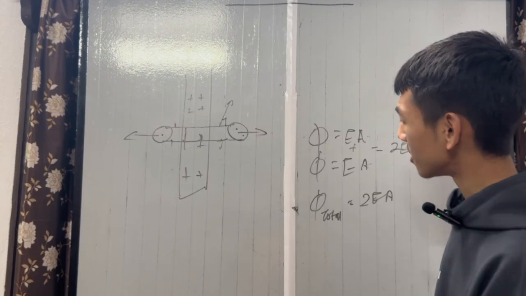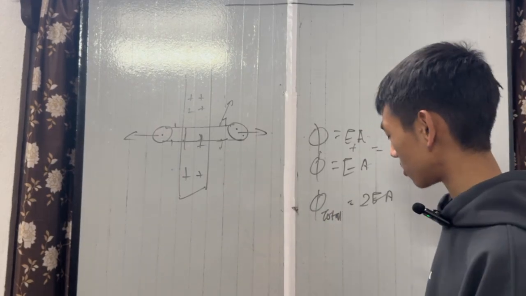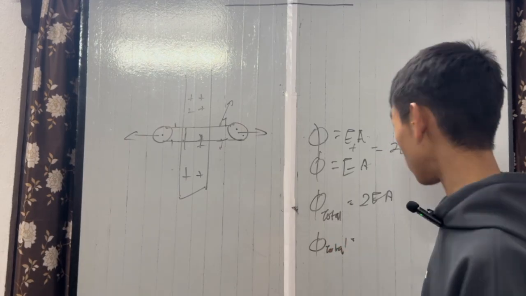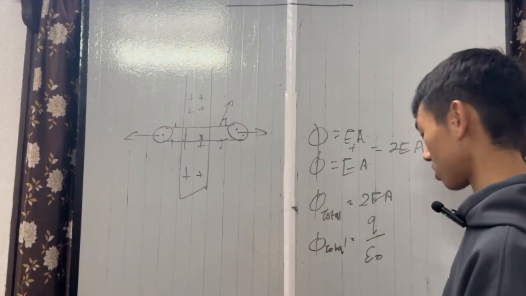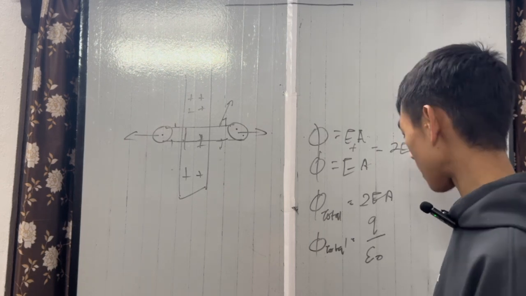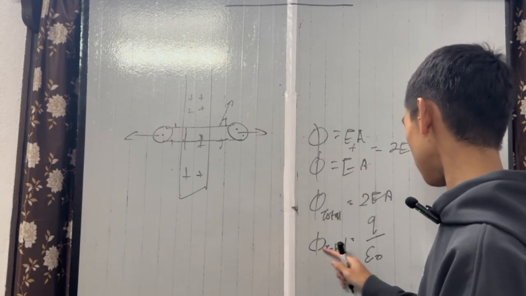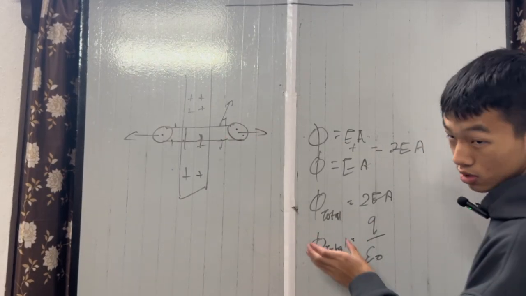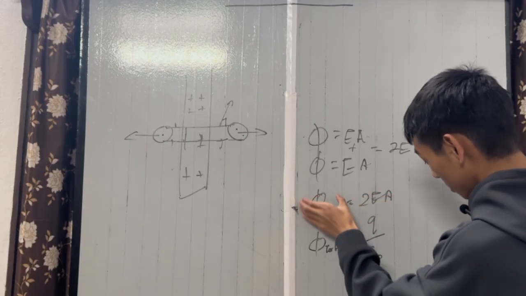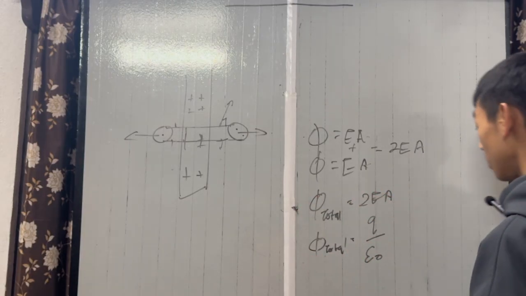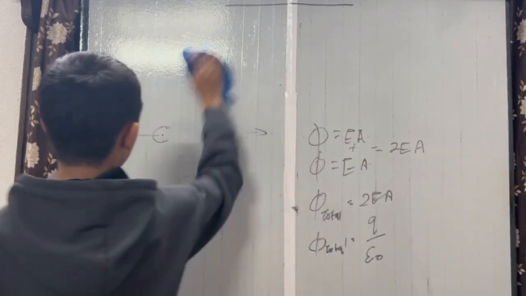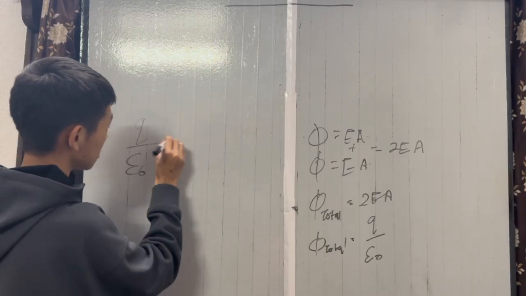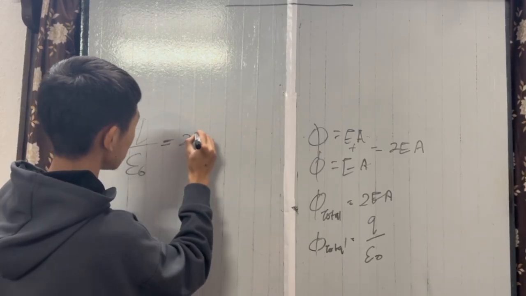Gauss's law. This is an enclosed surface. Total flux is also equal to Q by epsilon naught. Total flux is also 2EA. In a closed surface, we can apply this. The total flux is this, and also this. So these two are equal. Q by epsilon naught is equal to 2EA.